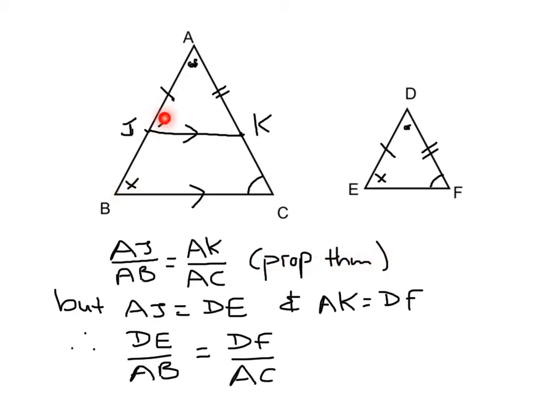Obviously, if I had to go AB over AJ equals AC over AK, that's also absolutely perfectly correct. However, we know that AJ is equal to DE and AK is equal to DF, from my construction, which means I can now replace the AJ with the DE and the AK with the DF. That now gives me DE over AB is equal to DF over AC, which is what I wanted to prove in the first place.